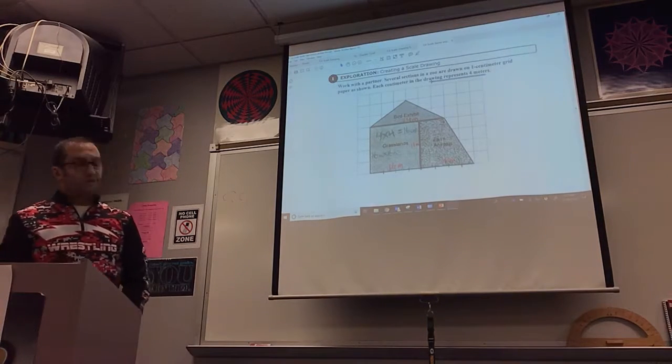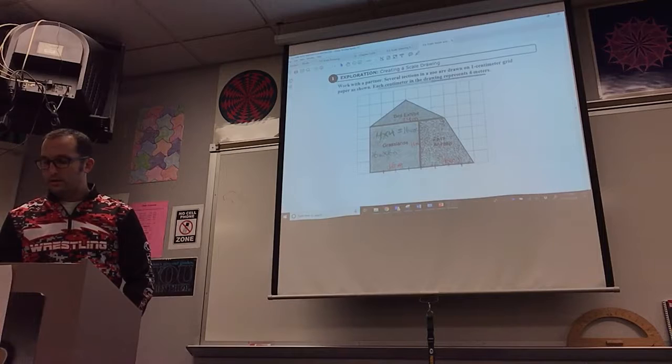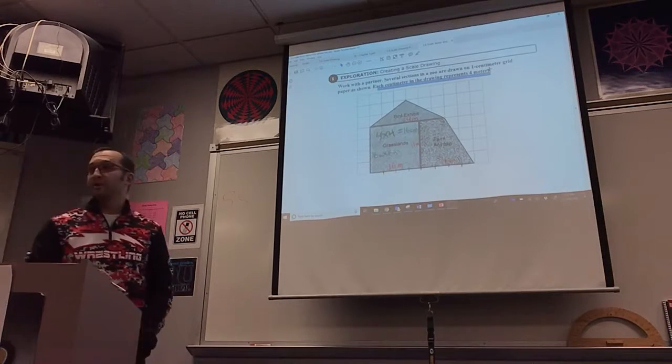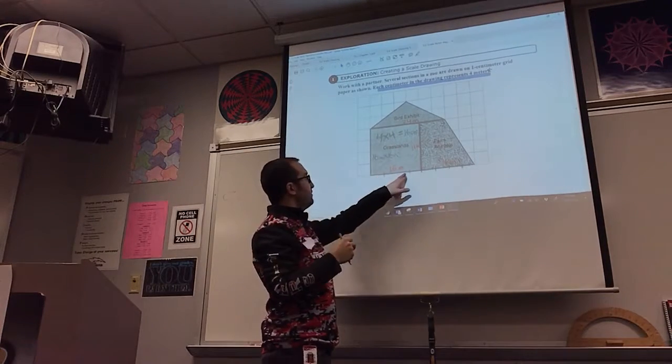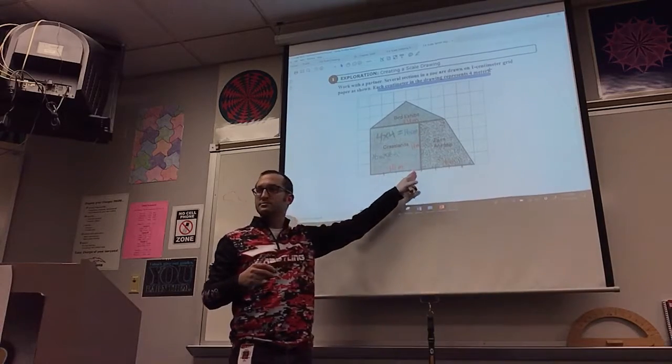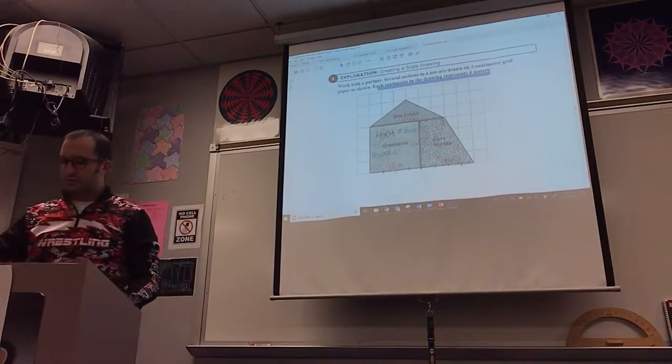So we were told that each centimeter in the drawing represents 4 meters. So we saw that this was 4 centimeters, so how long was this? 16 meters. 16 meters, right? And that's what we were supposed to discover.